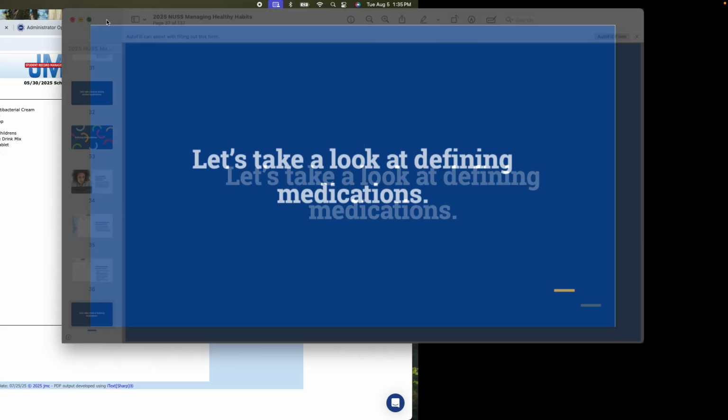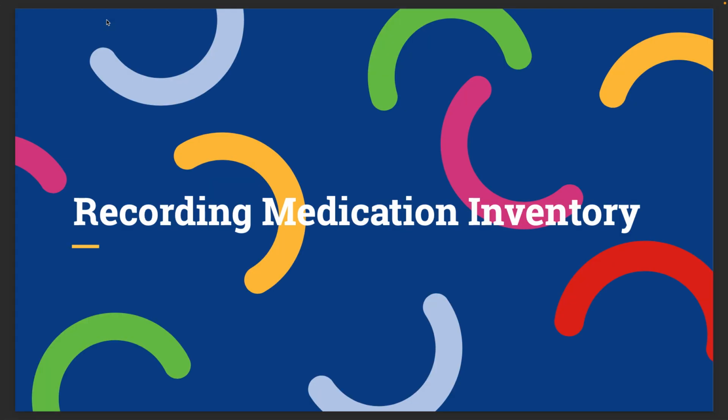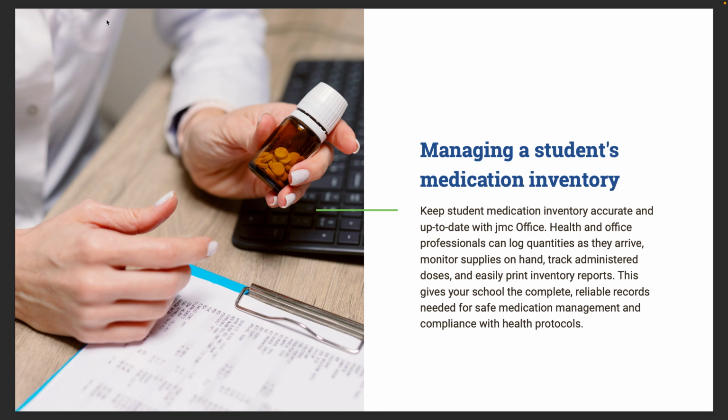Okay, then we'll move on, and now we'll start talking about recording that medication inventory. So you can keep student medication inventory accurate and up to date with JMC Office. Health and office professionals can log quantities as they arrive, monitor supplies on hand, track administered doses, and easily print inventory reports. This gives your school the complete, reliable records needed for safe medication management and compliance with health protocols.